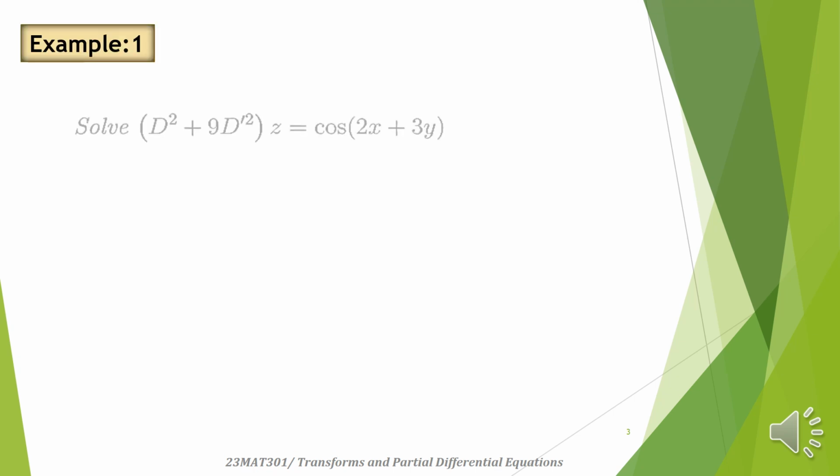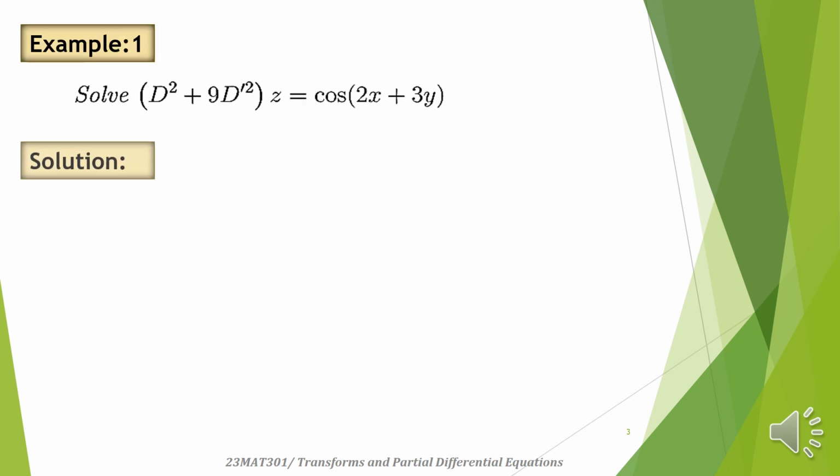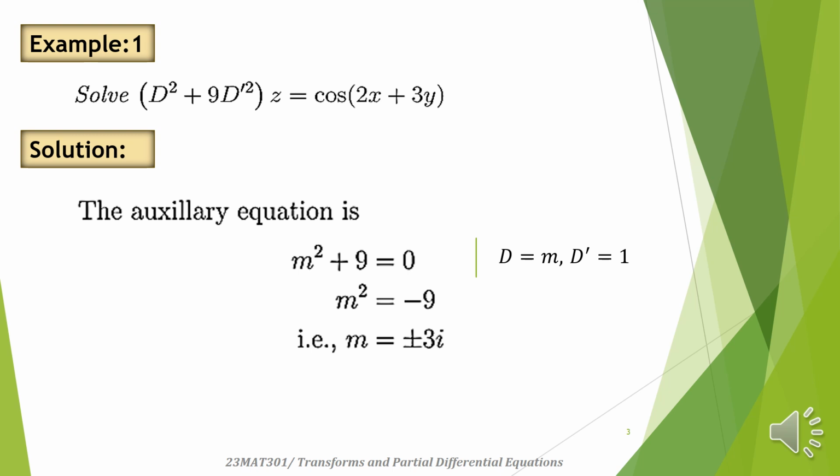First example, d square plus 9 d dash square into z equal to cos 2x plus 3y. First you have to find the auxiliary equation. m square plus 9 is equal to 0. So m square is equal to minus 9, m is equal to plus or minus 3i. You should know that plus 3i and minus 3i are two different values, so you couldn't go for the same m values. So the complementary function will go like f1 of y plus 3ix plus f2 of y minus 3ix.